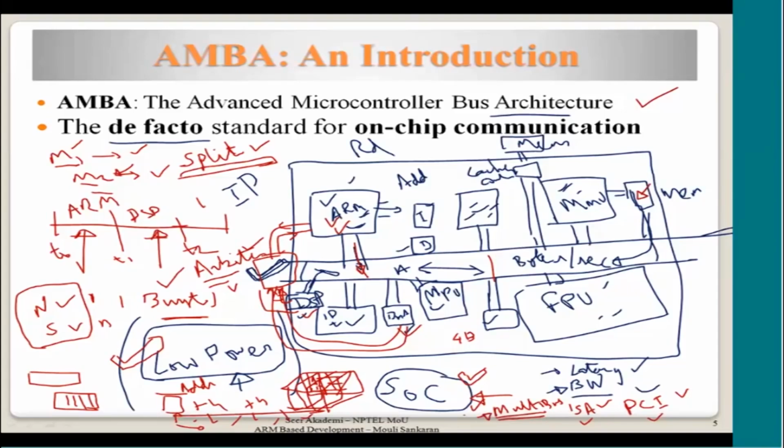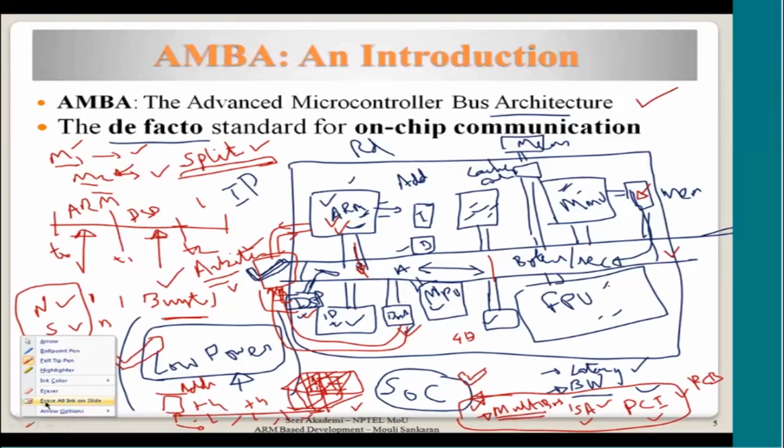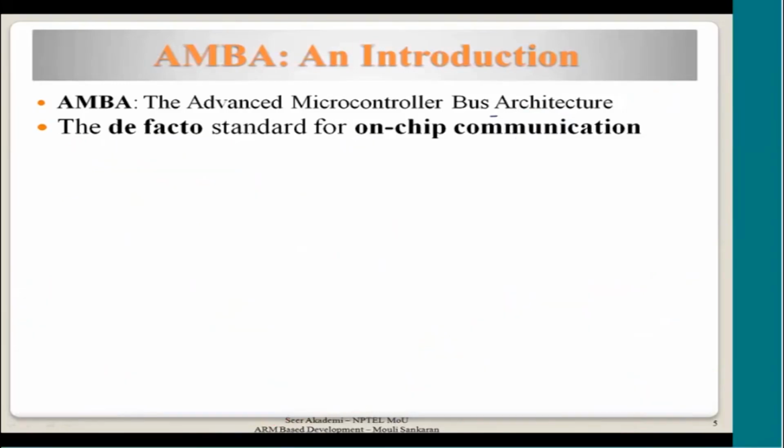So these standard bus standards were for either a PCB or a backplane kind of environment, whereas the AMBA standard is for within the SoC, system on a chip. Hope this introduction gives you some overview of what we are trying to do in this.